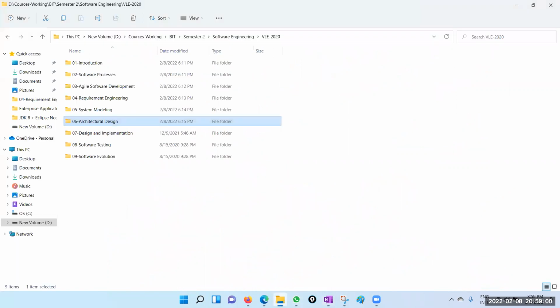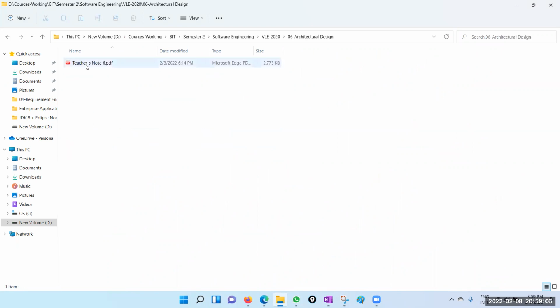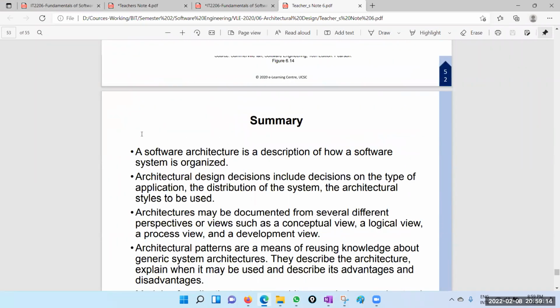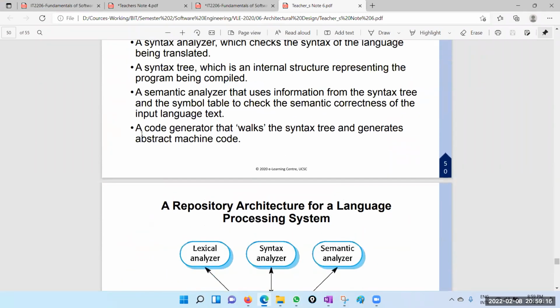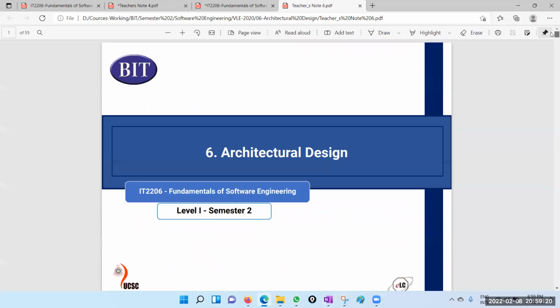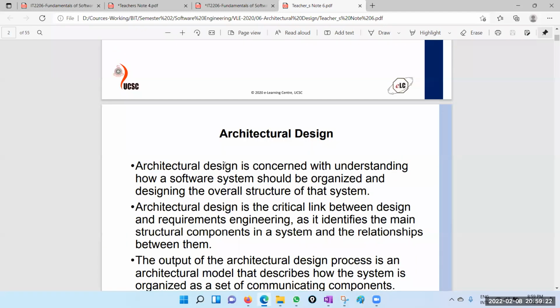Right. So let's move on. I'm going to start with this part, architectural design. Because for me, that is more natural to start from there, because first we do the high level design and then we go to the detailed design. Right. Architectural design.